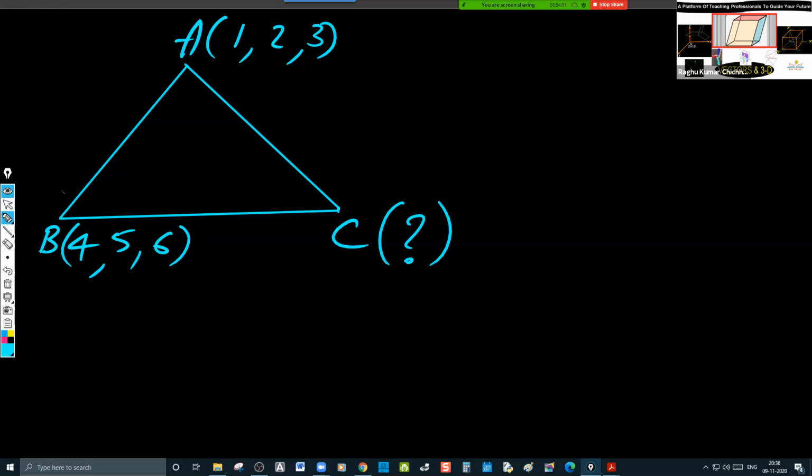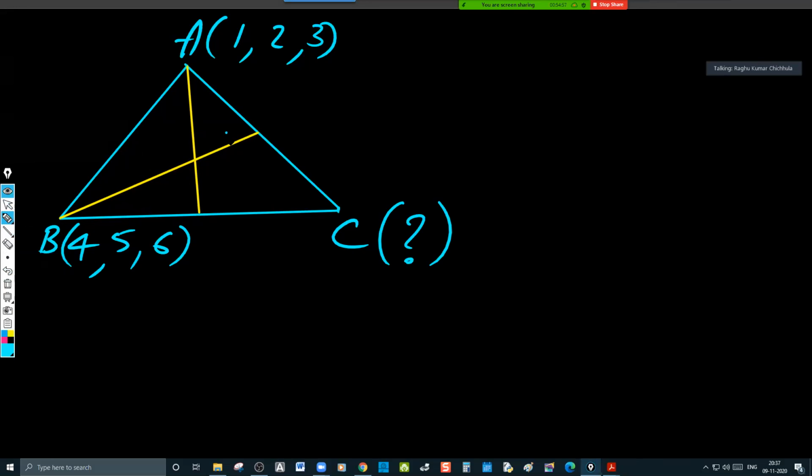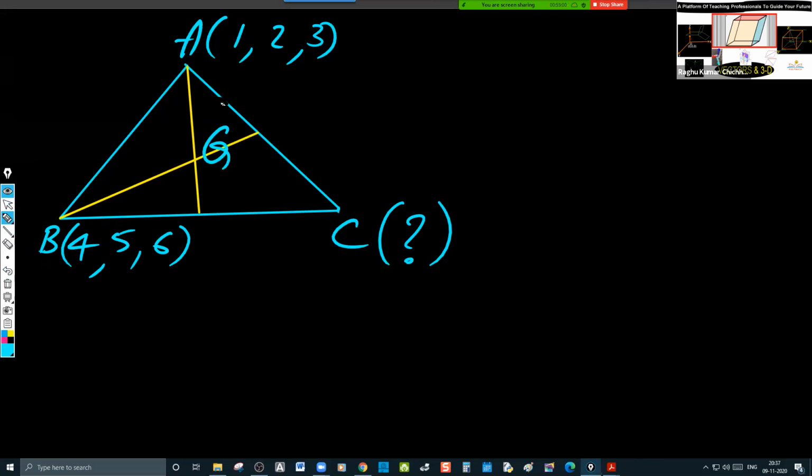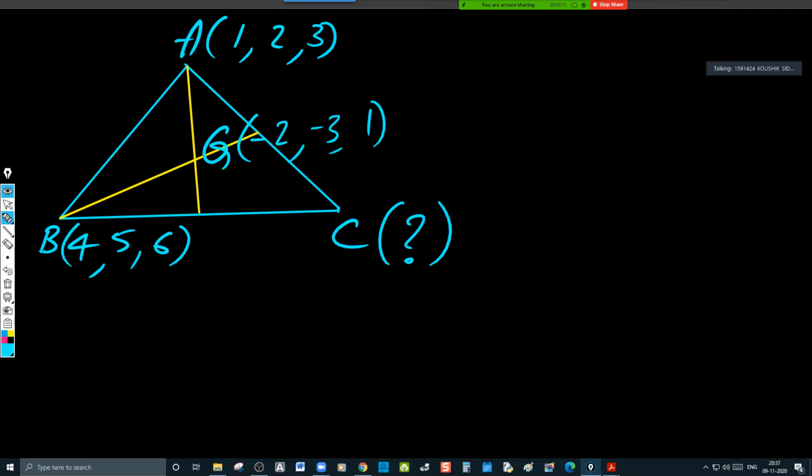I want this. I'm given centroid. The definition of centroid won't change. Centroid definition is a point of concurrence of medians. Point of concurrence of medians is the centroid. The same even in three-dimensional geometry also. Definitions won't change. So I'm given A, B, G, but not C. So G, let me take any point of my choice, -2, -3, 1. Then I need the coordinates of C.